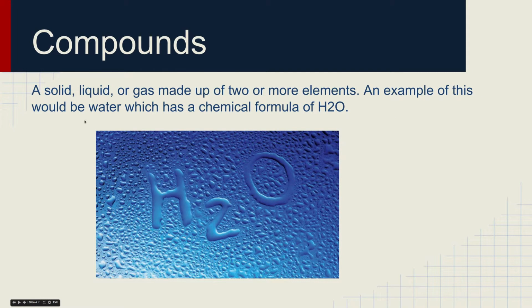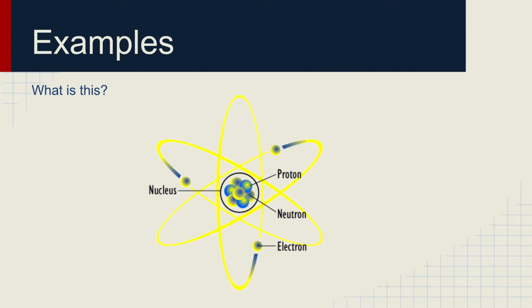And finally, compounds, which is a solid, liquid, or gas made up of 2 or more elements. An example of this would be water, which has a chemical formula of H2O. So it has 2 hydrogen atoms to 1 oxygen atom. To make the molecule have a neutral charge, since this is a +2 together and this is a -2 when forming bonds. And then I have some examples.